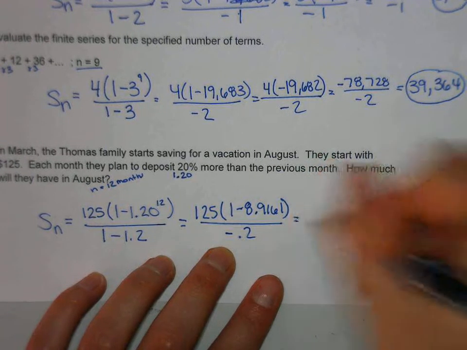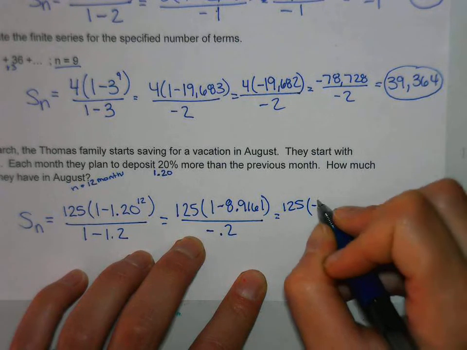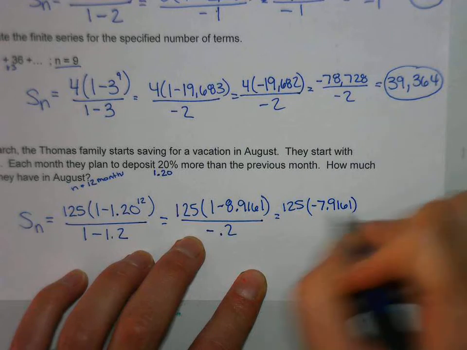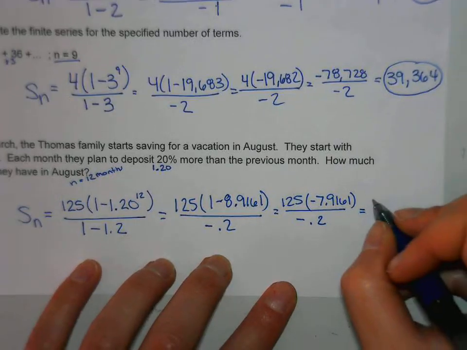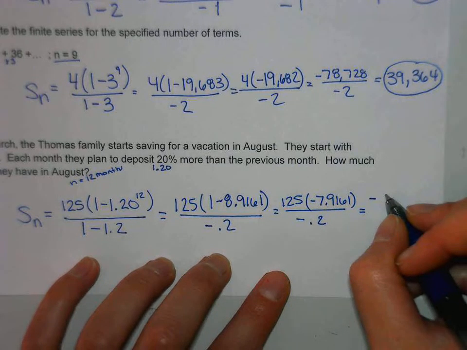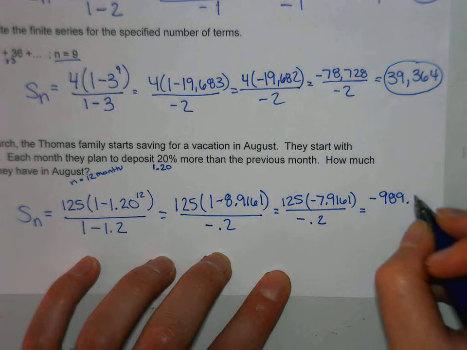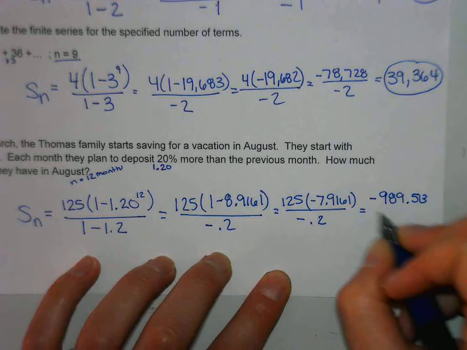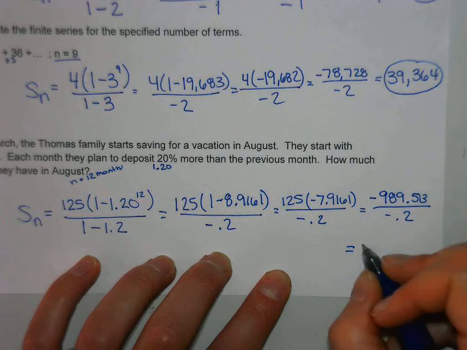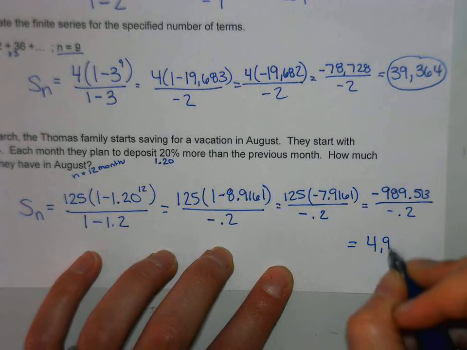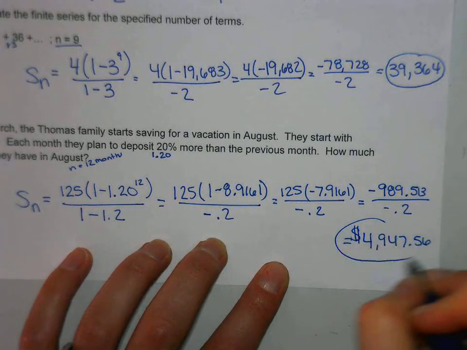So when we subtract, negative 7, divided by negative 2/10. So when we multiply by the negative 125, we get 989.513. So then when we divide, we end up with a positive $4,947.56. So in 1 year, that's how much they would have.